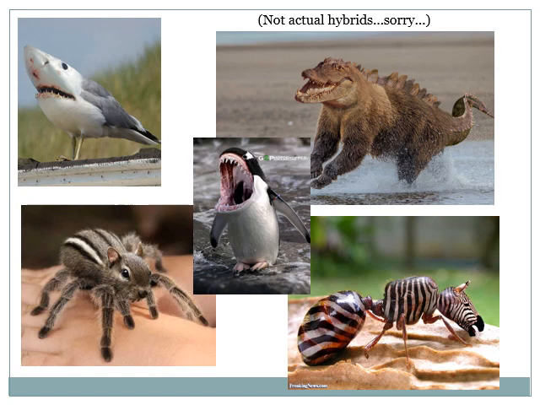I mean, who doesn't want to go ahead and cross a great white shark and a seagull, or a shark and a penguin, or a squirrel and a Chilean rosehair tarantula, or a zebra and an ant, or a crocodile and a grizzly bear? That sounds like a great idea. So yeah, no. Mechanical isolation, it just doesn't work.